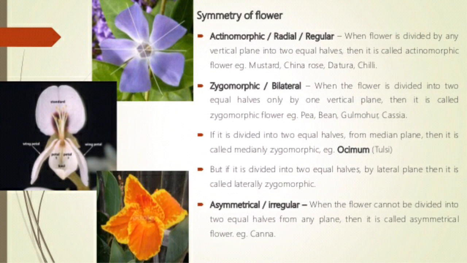Asymmetrical or irregular flower: when the flower cannot be divided into two equal halves by any plane, then it is called asymmetrical flower, as in the case of canna.